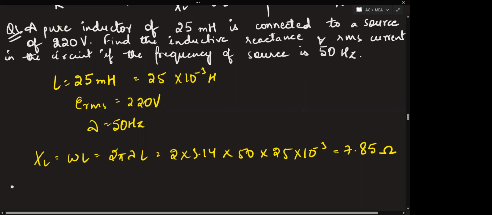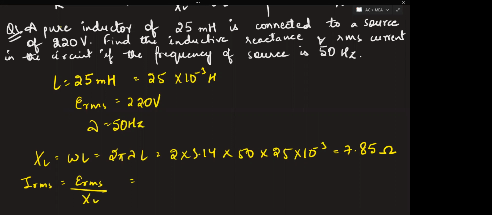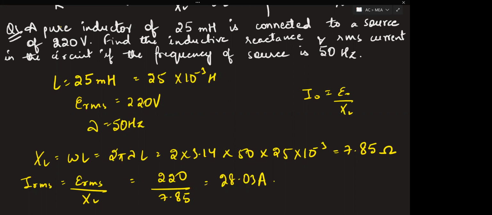Now you have to find the IRMS value. IRMS is ERMS divided by XL. So ERMS is 220, XL is 7.85. This will be around 28.03 amperes. Like this you have to solve. Whatever you studied in current electricity, the formulas are the same, you just have to replace the terms. If I naught was asked, then you would use E naught divided by XL. The concept will remain the same. I'll give you one more question, try that.